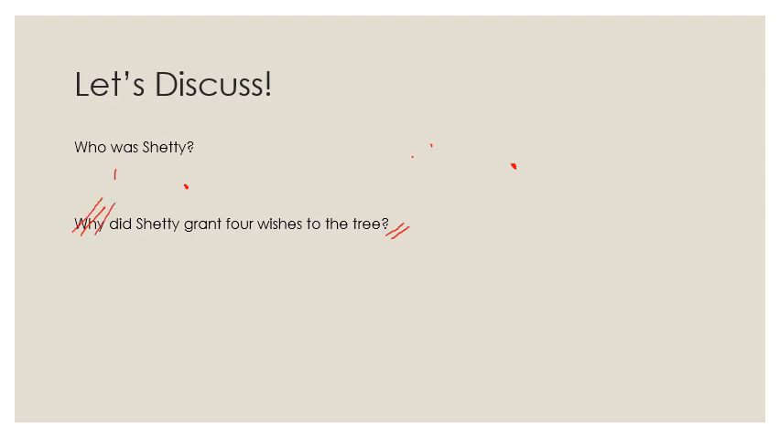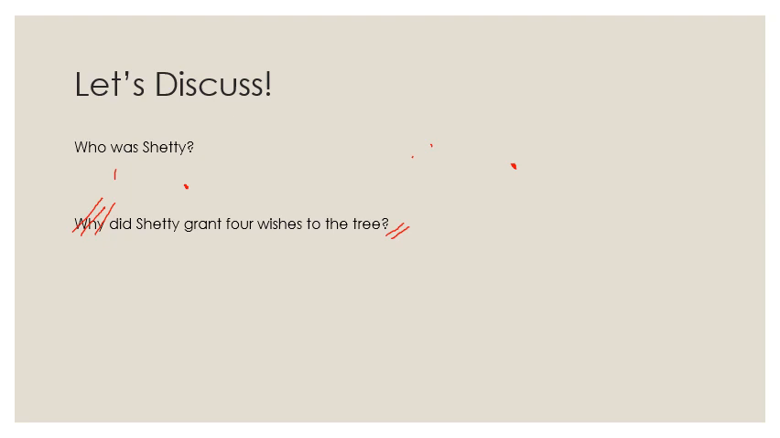And now the very first thing we have to find out is the subject. Now where is the subject? Why did Shetty grant 4 wishes to the tree? So who granted 4 wishes? Shetty. So Shetty is our subject because we are talking about Shetty. The subject of ours in the sentence is Shetty, who granted the wishes to the tree. So Shetty is the subject in this sentence.